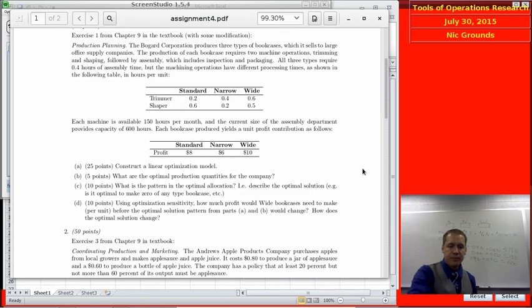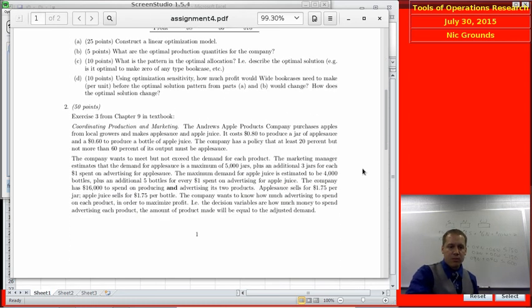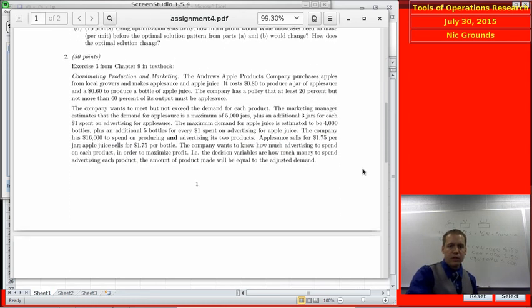Okay. All right, so let's talk a little bit about problem number 2. An Apple products company makes apple juice and applesauce. There's a cost for each unit of those that is made. And there is a blended constraint that says you can't choose to make less than 20% of total product or more than 60% of total product in applesauce.